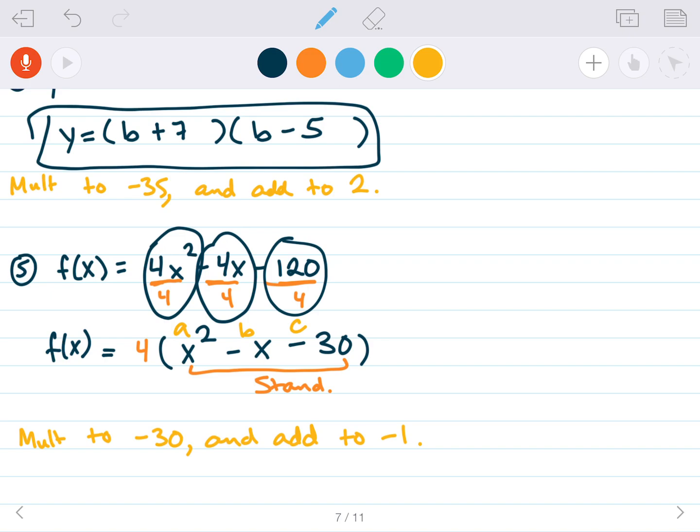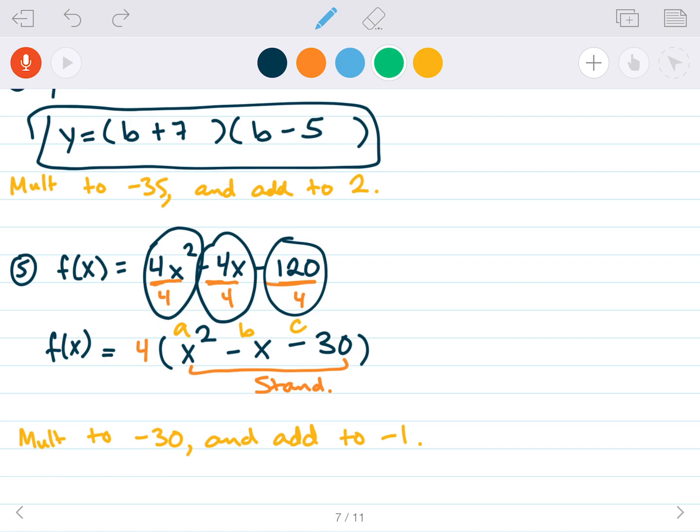So I encourage you to pause the video and see if you can find those two mystery numbers. Start by listing out factors of 30. And when you look at the factors of 30, do you see any of those that would add or subtract to 1?